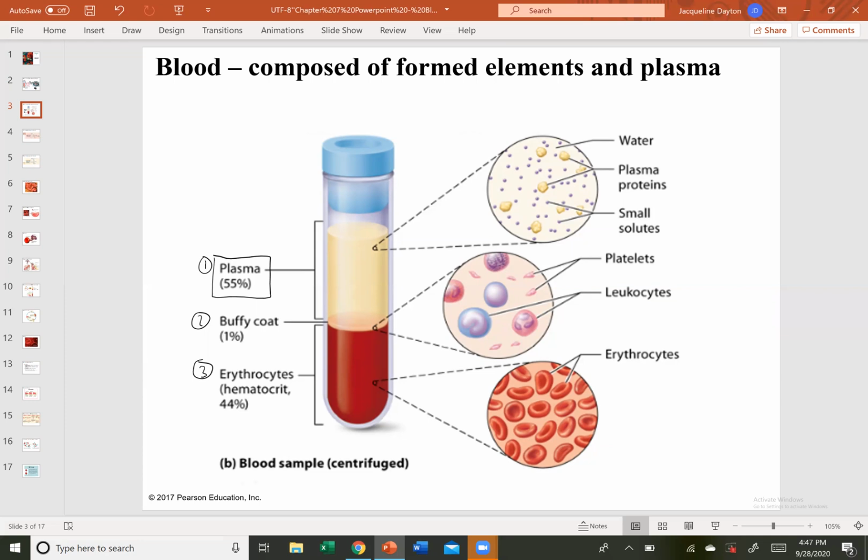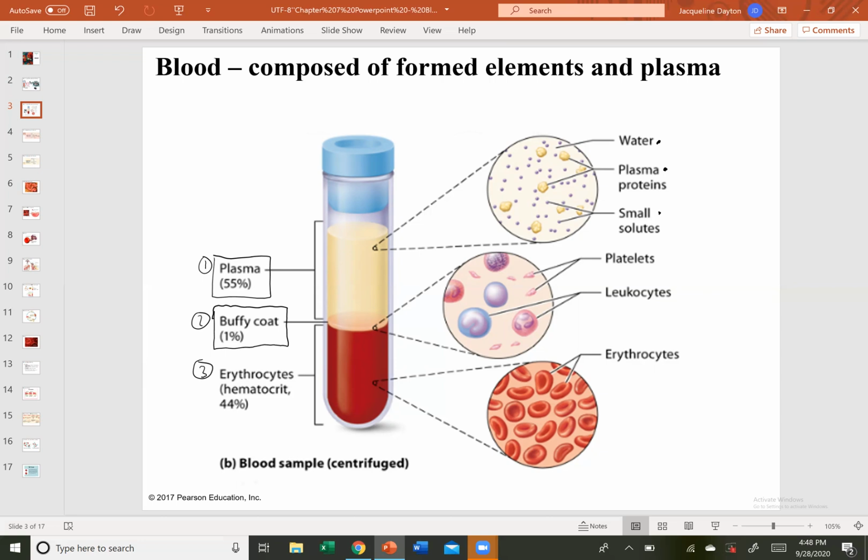And what is plasma really? Plasma is a mixture of water, dissolved plasma proteins, as well as some small solutes such as ions, hormones, and other types of nutrients dissolved into this liquid medium, okay? So that makes up a majority of your whole blood, this liquid, all right? Now, the second component, which you can see here, only makes up 1% of your entire whole blood, and is called the buffy coat.